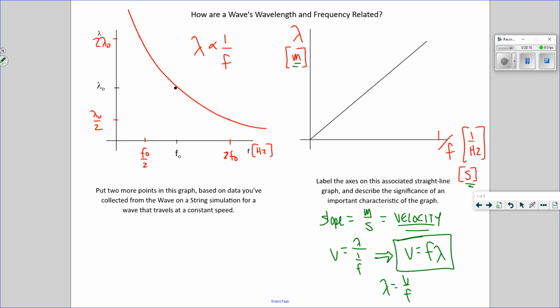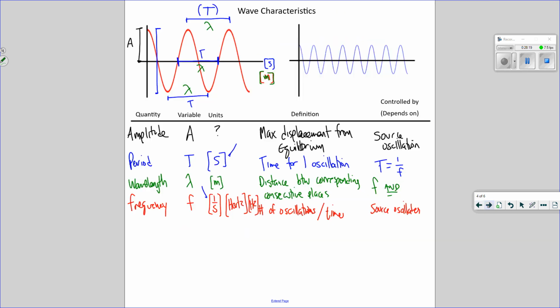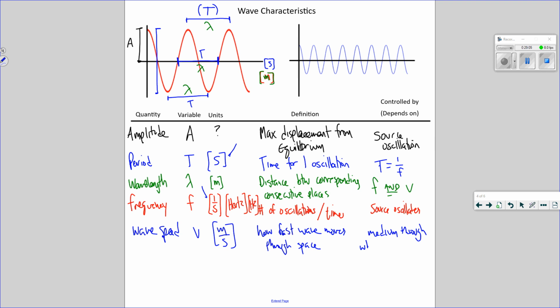So really, it's that lambda is controlled by frequency and wavelength. No, lambda is controlled by frequency and wave speed. And what we should say is that wave speed, I'll just write it in here. Wave speed v measured in meters per second. And this is how fast a wave moves through space. And that's controlled by the medium through which the wave travels.